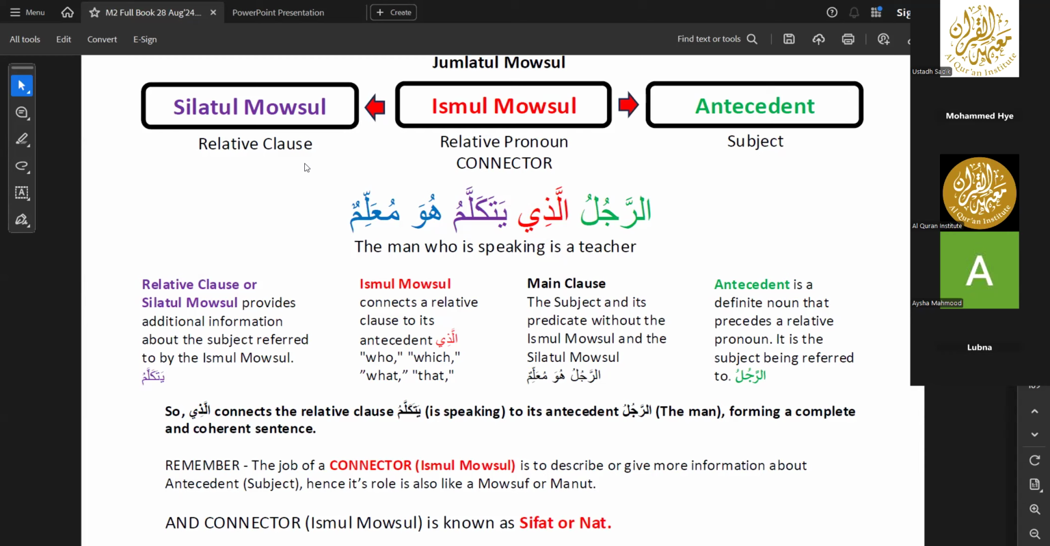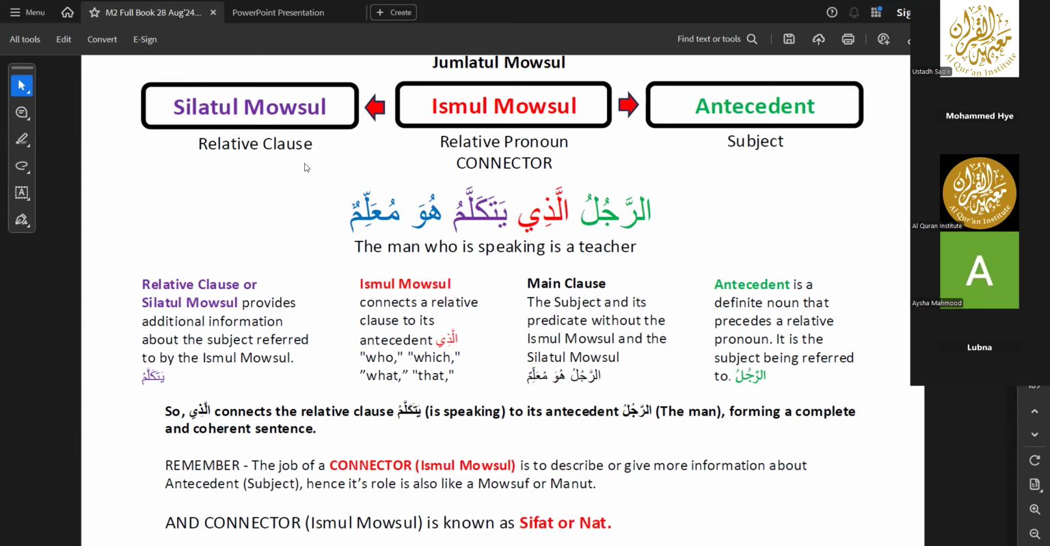Everyone hear the question? Repeat the question, Ustad Muhammad. Is yatakallamu the silatul mawsul, or is huwa muallimu the silatul mawsul? Or allazi yatakallamu huwa muallimun, these whole four words together, is the silatul mawsul? So I have just expanded your question. Let us answer. Everyone just comment on it. Right, wrong, say it, please. Because this is the way to learn.